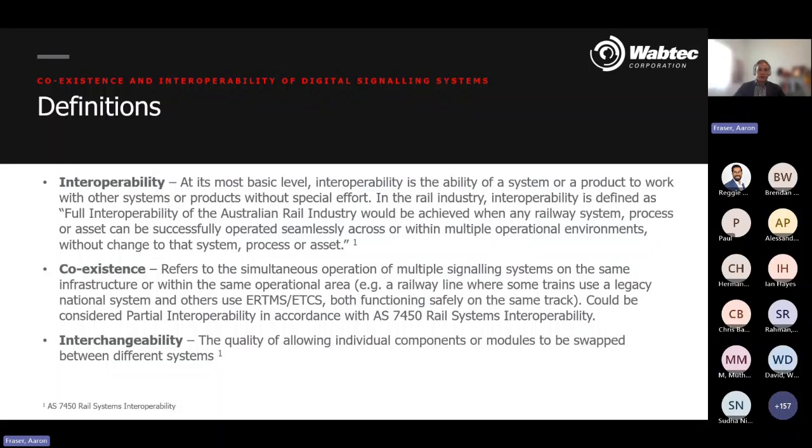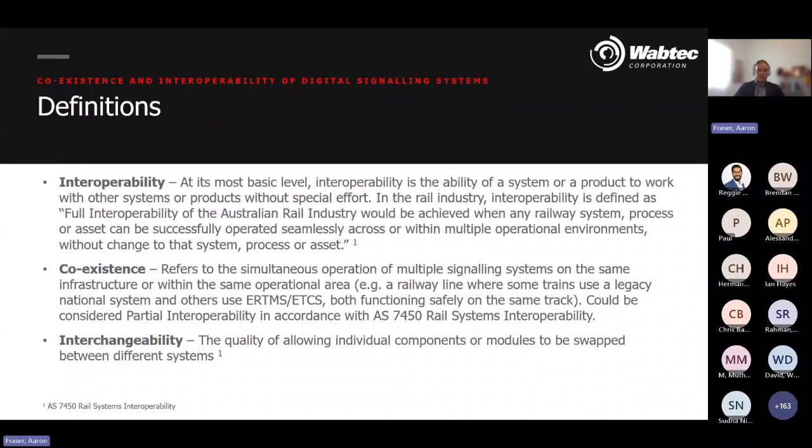So let's start with interoperability. So at its core, this means a system or product can work with other systems or products without needing special adaptations. In accordance with AS 7450, Rail Systems Interoperability, full interoperability of the Australian rail industry would be achieved when any railway system, process or asset can be successfully operated seamlessly across or within multiple operational environments without change to that system, process or asset. Generally, interoperability is made possible through the implementation of standards.